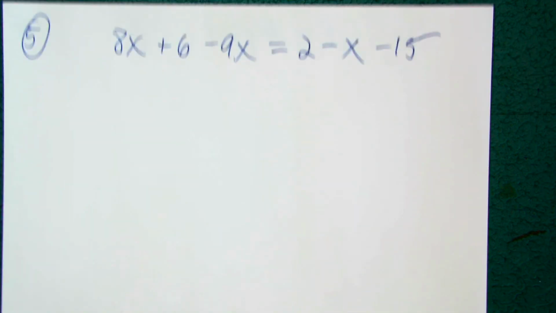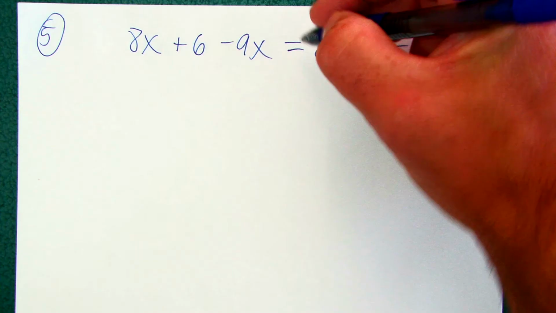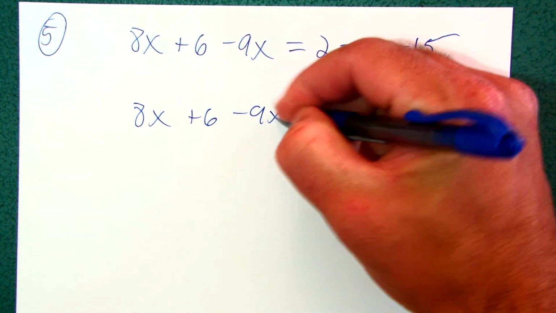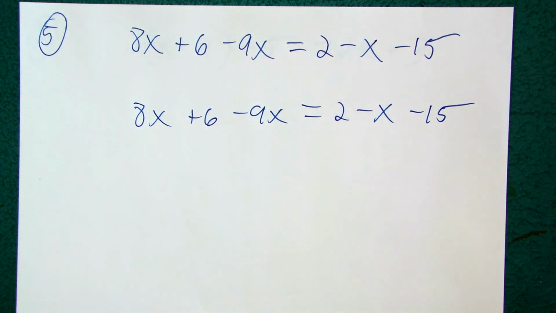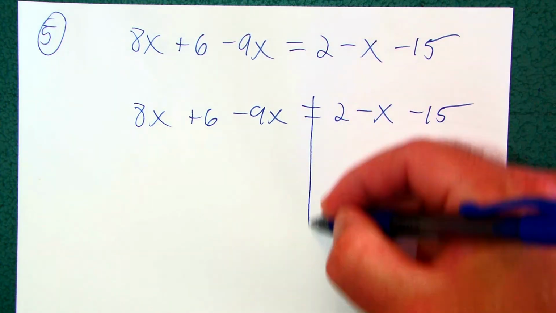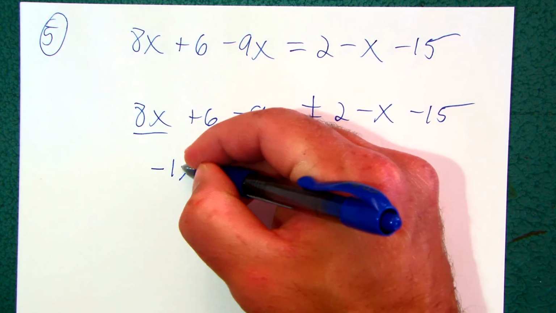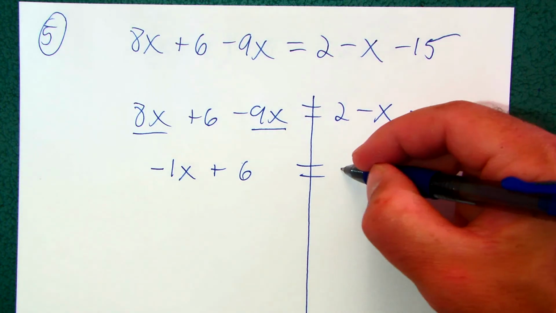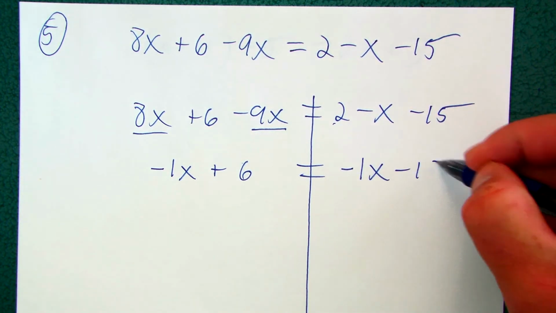All right, we got 2 more here. These are going to be our special cases, okay? So we got 8x plus 6. So all we have to do here is like terms to get started. So 8x minus 9x is negative 1x. If you want to put that 1 there, that's fine. It really doesn't matter. I know it helps some people out. Here you got a negative 1x. 2 minus 15 is negative 13.